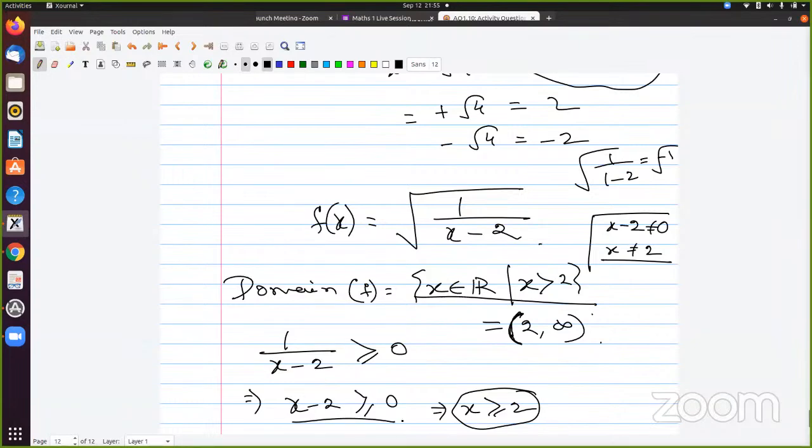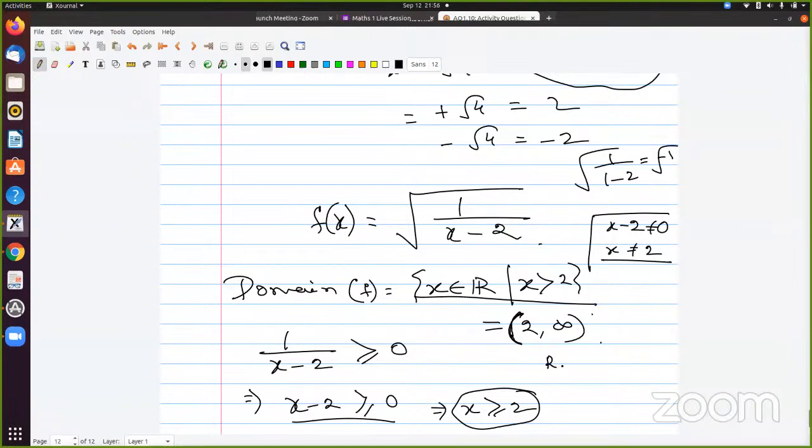Okay. Clear? And it cannot be equal to 2 because then the denominator will go to 0. That is not possible. So I eliminate that also. So it is 2 to infinity. Is it clear? Yes, sir. Okay. And what is the range of this function?